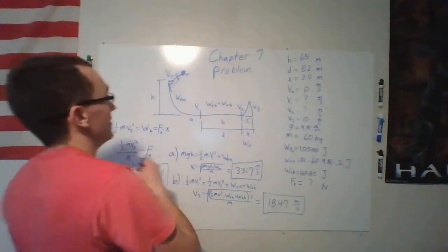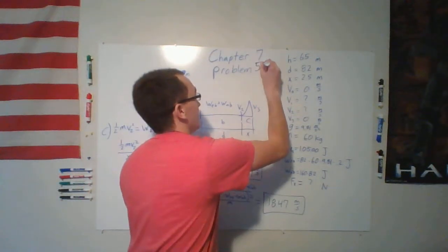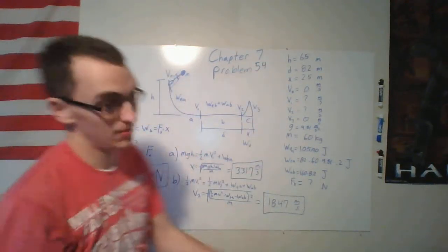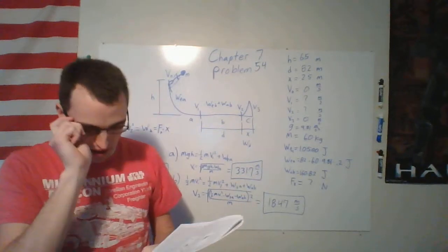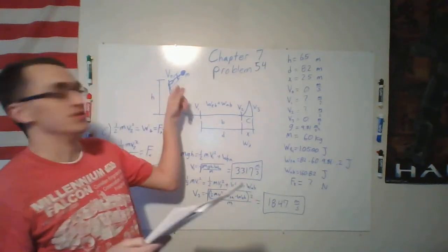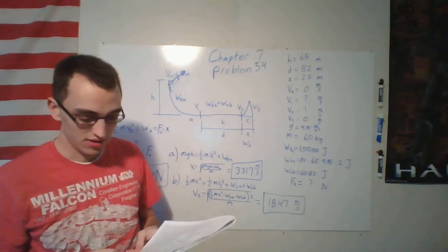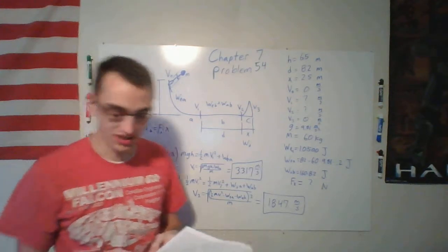Problem number 54, because I forgot to write down the problem number again. Never done that before. It reads: a 60 kilogram skier, drawn by this person, is wearing a bunch of winter gear because it's cold outside.